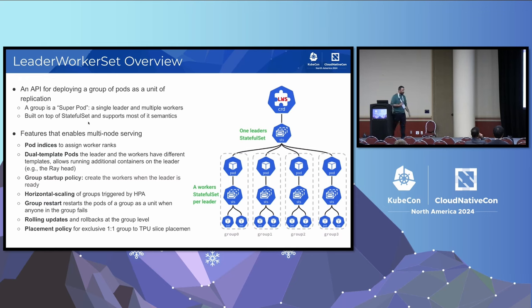Why did we use a StatefulSet? Again, we're composing, but also because we need stable indices. We need stable DNS hostnames as well. That is extremely necessary to enable distributed inference. Because if you think about it, each group is basically a distributed job of some sort. Probably most of you are familiar, if you want to use vLLM, you're going to instantiate Ray underneath it, and the Ray head is going to run on the leader StatefulSet, and then the workers are going to run on the workers StatefulSet.